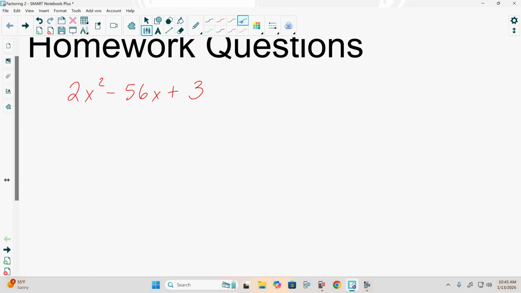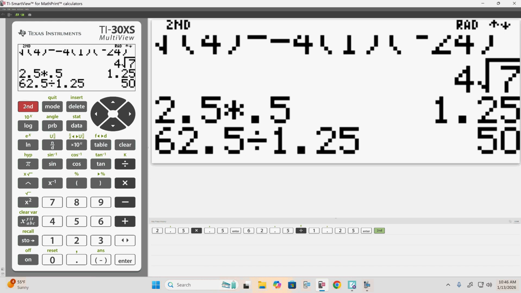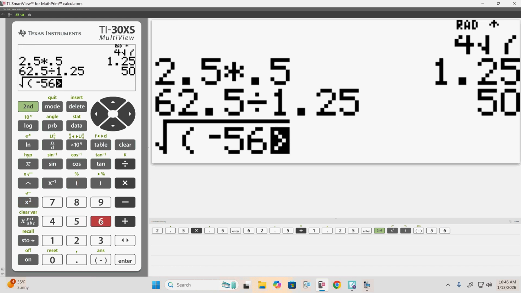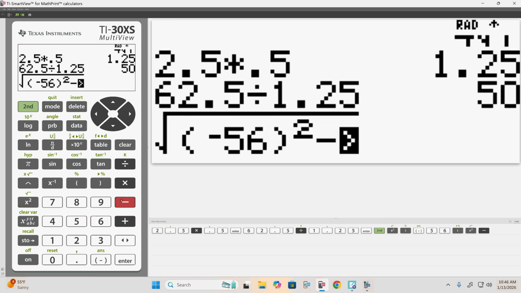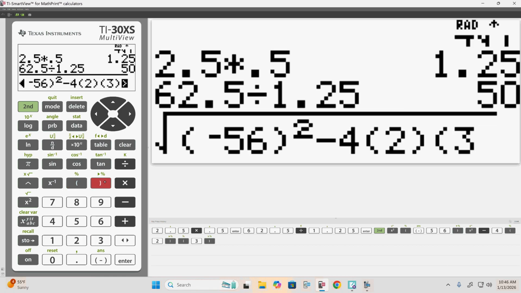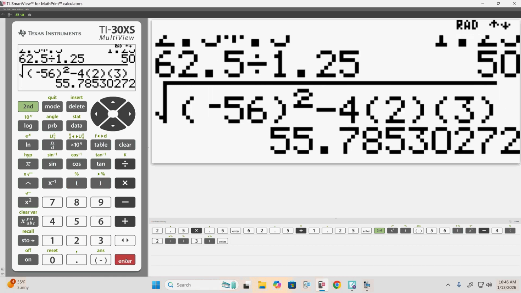So, if I want to just make sure, well, b squared minus 4ac. Our b value is negative 56. Our a value is 2. C value is 3. So I can just plug it in. Square root of negative 56 squared minus 4 times 2 times 3 gives us 55.7853 and so on, so it's an irrational number. So it's not factorable.